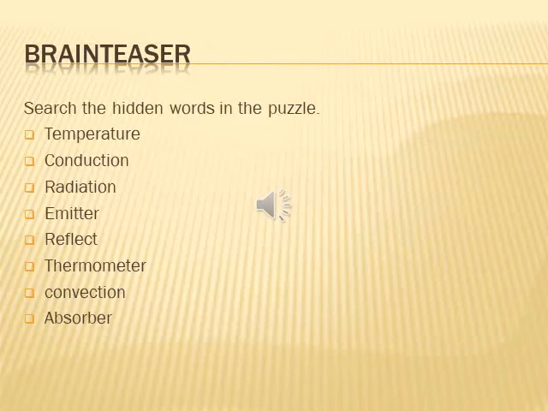At page number 108 there is a brain teaser. Search the hidden words in a puzzle. A puzzle is provided to you. You have to solve it and find the words temperature, conduction, radiation, ammeter, reflect, thermometer, convection and absorber.